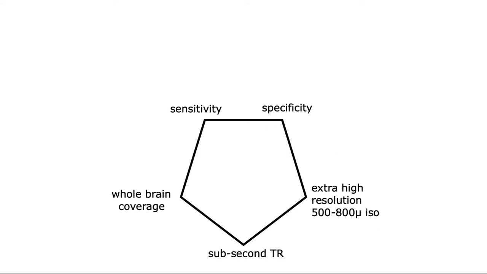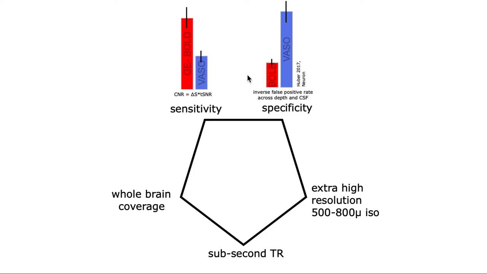So with this, we can come back to this pentagonal sequence parameter space and conclude that VASO allows us to improve the localization specificity compared to conventional gradient echo BOLD methods. However, this comes at a price of a lower sensitivity. And obviously, sensitivity and specificity are not completely independent measures, and the best specificity in the world is useless if you don't have the sensitivity to measure anything, or vice versa.